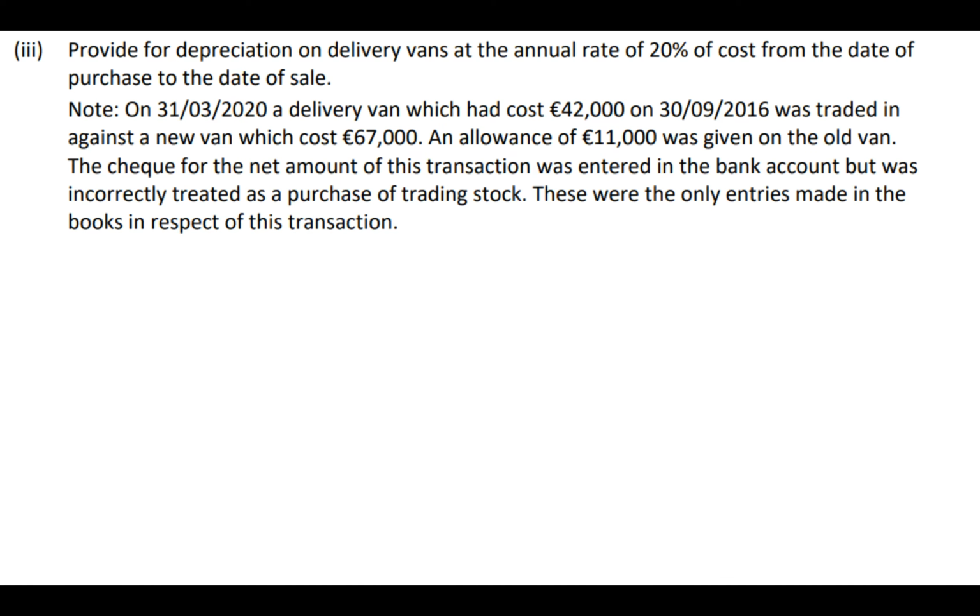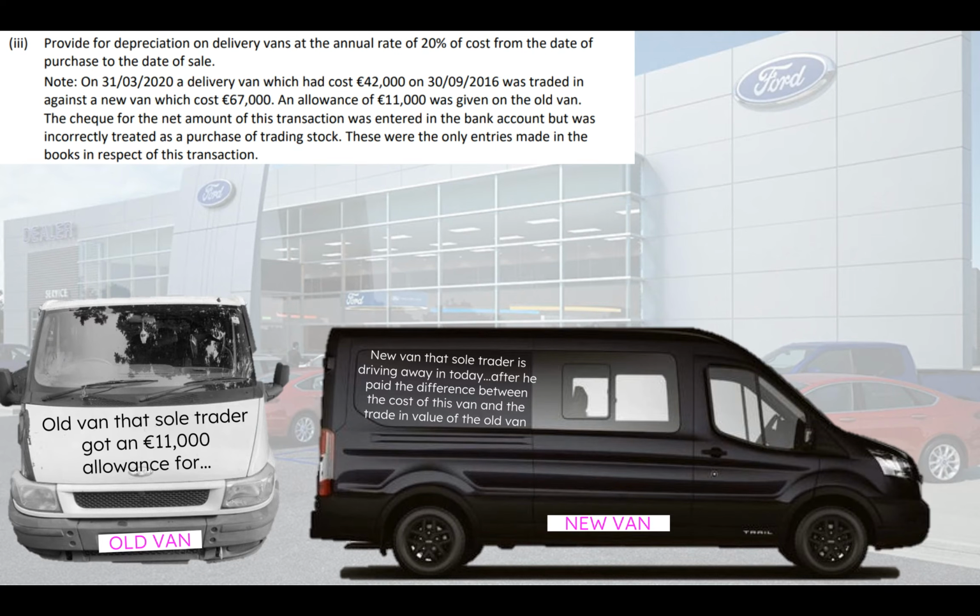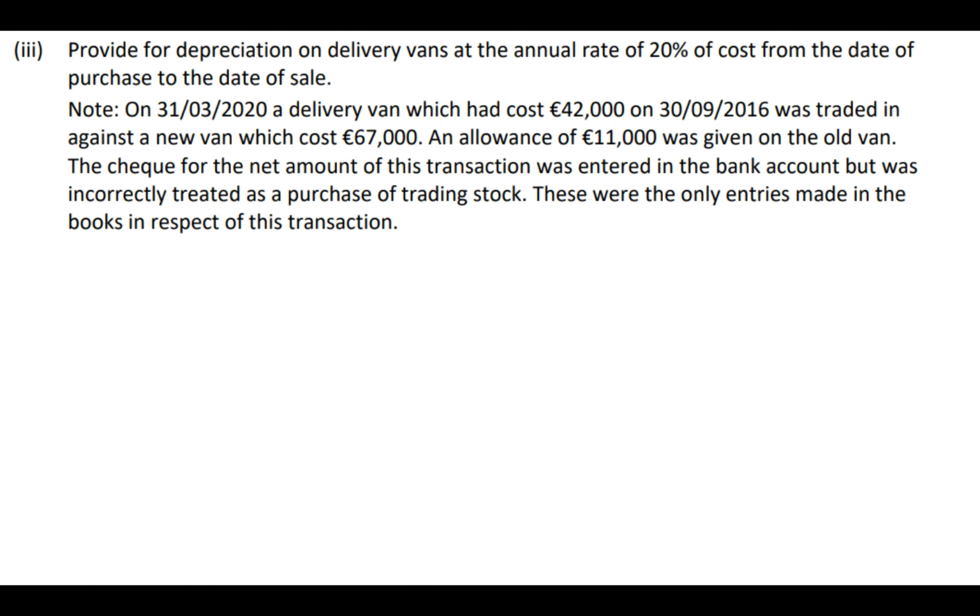So there's going to be 5 things that we're going to have to do here, okay? In the trading profit and loss, we'll have to fix the purchases figure. We will calculate the depreciation charge on delivery vans for the year. We'll calculate the profit or loss made in the sale of the old van. And in the balance sheet, we'll calculate the cost of delivery vans at the end of the year. And we will calculate the accumulated depreciation on all delivery vans held at the end of the year.